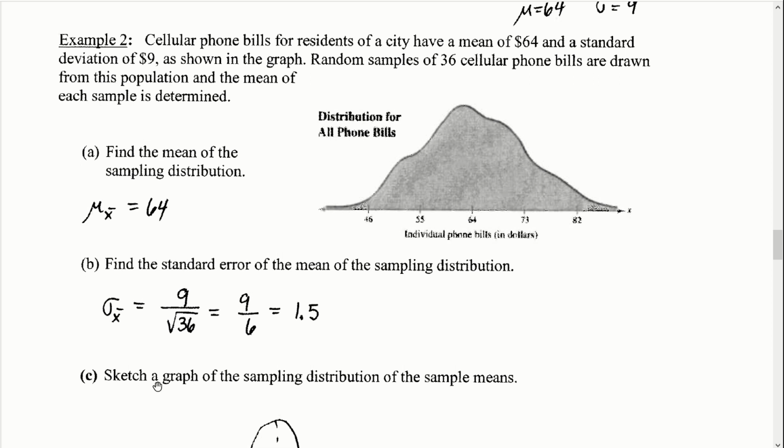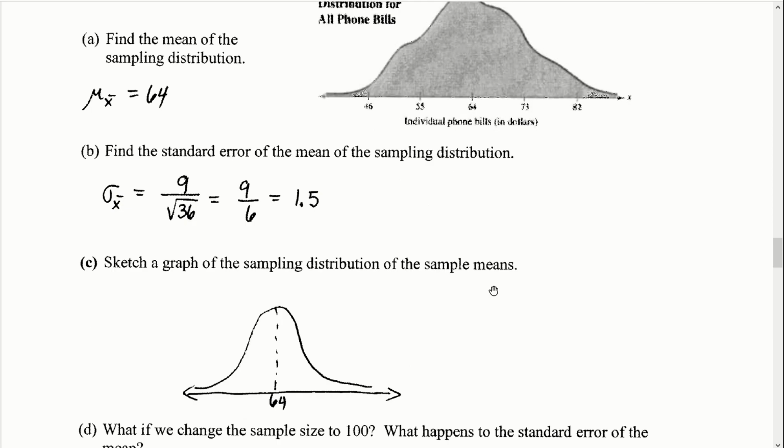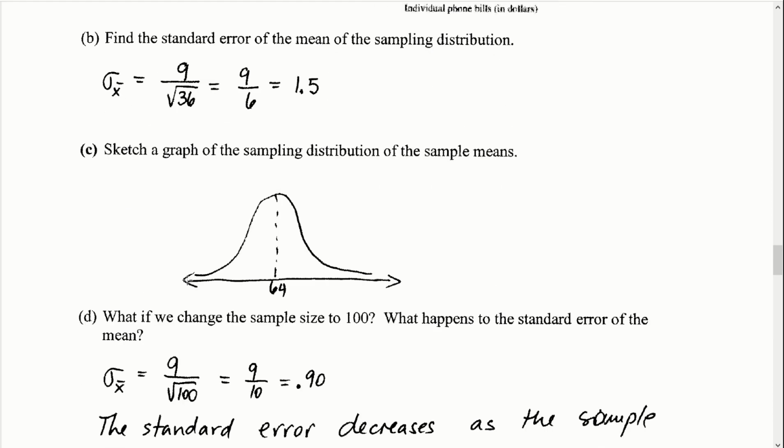In part C, they ask us to now draw a sketch of the sampling distribution. If you look at the original distribution, it looks roughly normal. So it looks like this might be a slightly rough normal distribution. But regardless of that, notice that our sample is of size 36, which is certainly 30 or more. So that in and of itself guarantees that this sampling distribution is going to be a normal distribution. So when they ask us to sketch it, we want to make a nice bell-shaped curve.